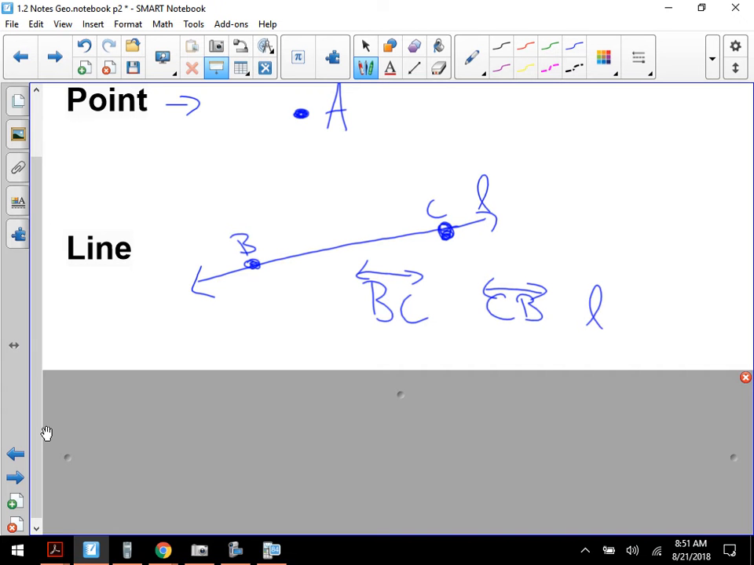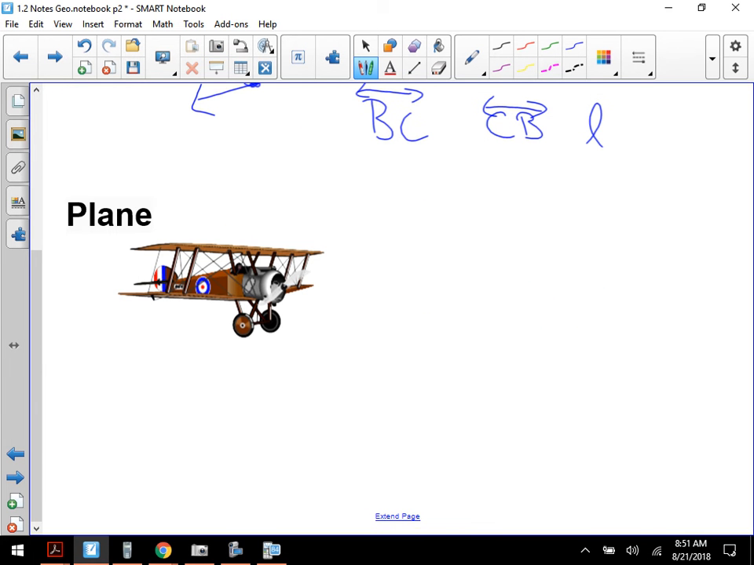infinite. So planes, and you've probably seen how they draw this also. Planes look like that.